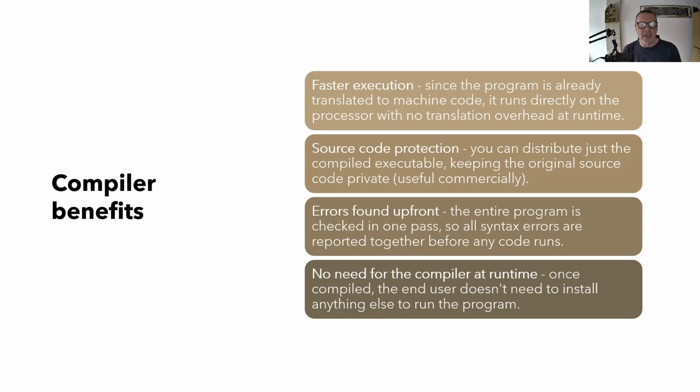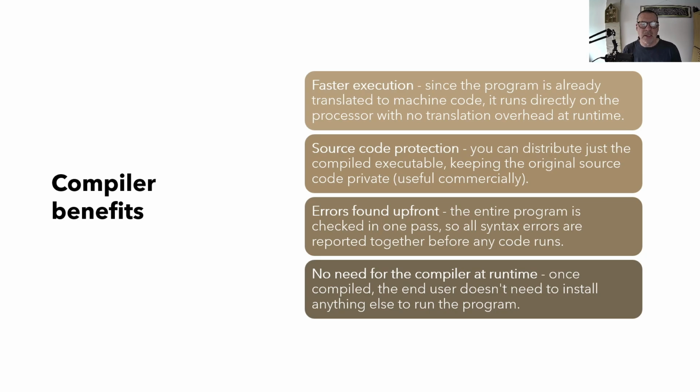Benefits of using a compiler are mainly the faster execution. The program has been completely translated to machine code. No more translation needs to happen on the machine after that. So it can run directly on the machine, and that's fast. You can also use this to protect source code because you're just distributing a compiled executable file rather than the original source code, then people don't get to see how you wrote the program, and it's much more difficult for them to copy it or make changes to the code.